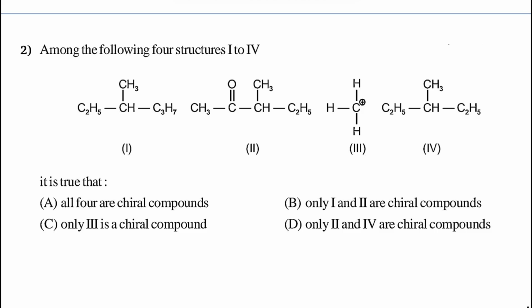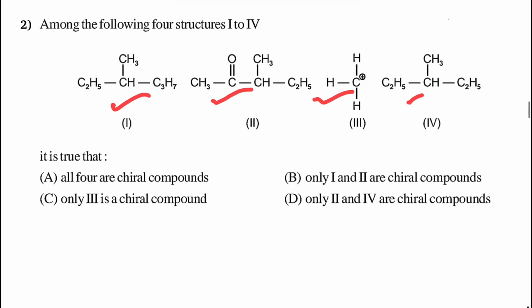Among the following 4 structures, structures 1, 2, 3, 4 are given. And here he is asking the correct statement, which statement is true. All 4 are chiral compounds. Chiral compounds rotate plane polarized light. So in the first option, if you see there is a chiral center, so due to the presence of the chiral center, this particular molecule is chiral. So the compound containing one chiral center is always chiral.